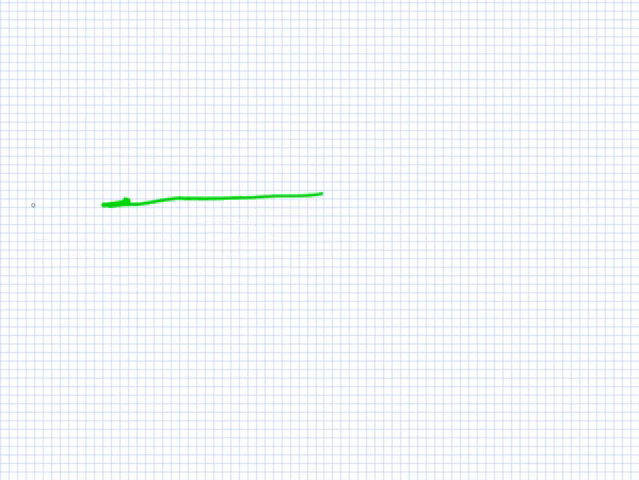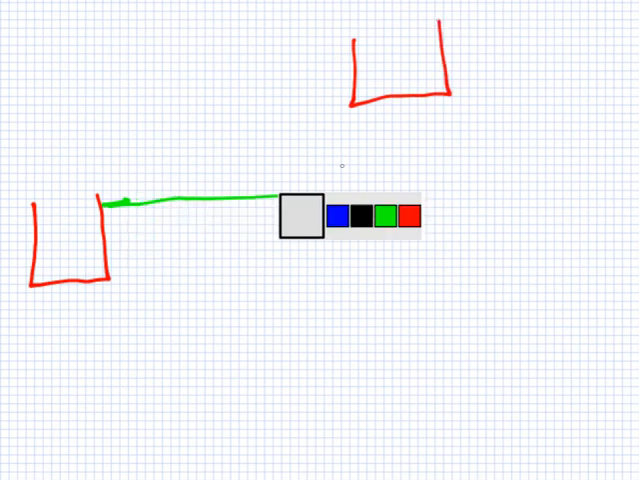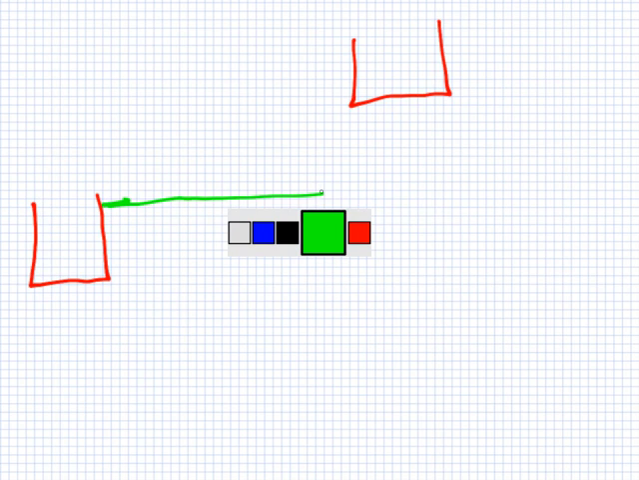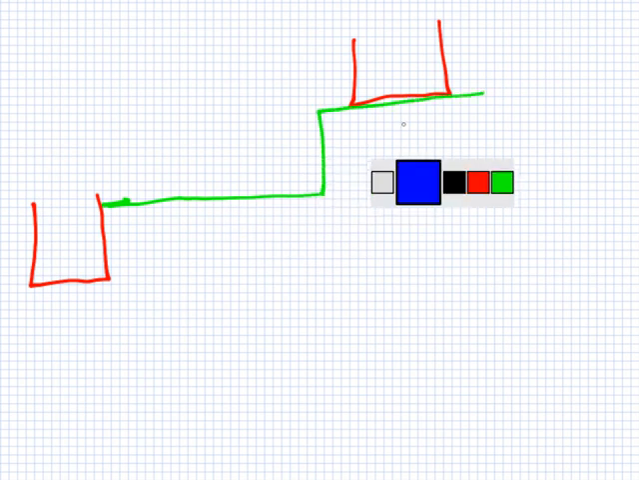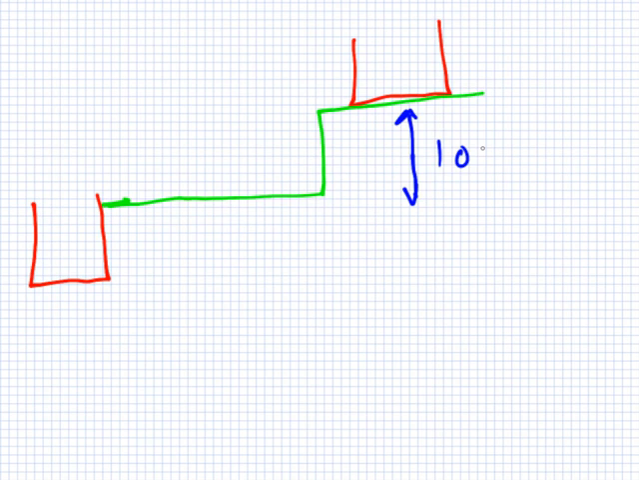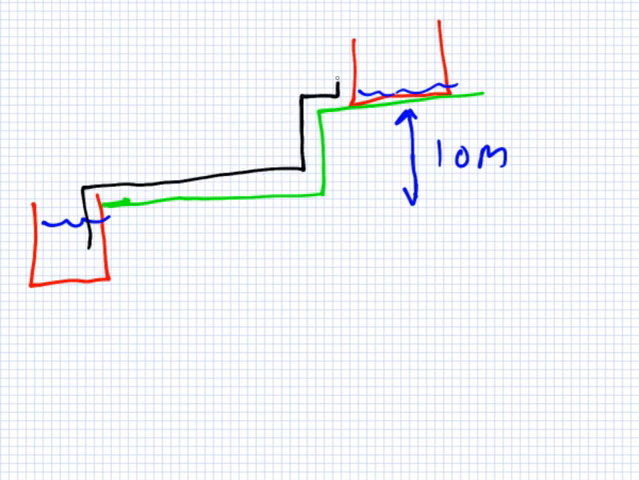So you've got one tank of water here, and then you've got another tank of water here. And then this distance here is 10 meters, and the pipe takes the water here, along here, up here, and then, you get the idea. And then the water goes in here. Per second, how much water is traveling? 2 kilograms. Yeah?